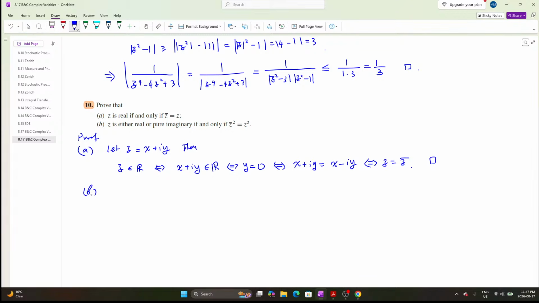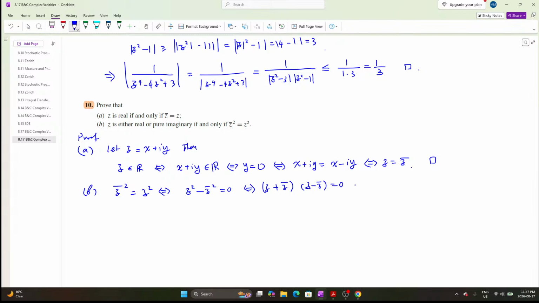So z is either real or purely imaginary if and only if z bar squared equals z squared. Actually, let's start with z bar squared equals z squared. This is equivalent to z squared minus z bar squared equals 0. And then you use the factorization and write it as z plus z bar times z minus z bar.